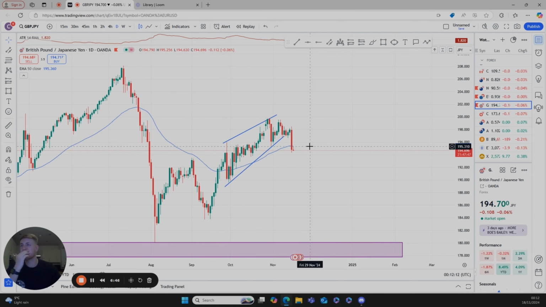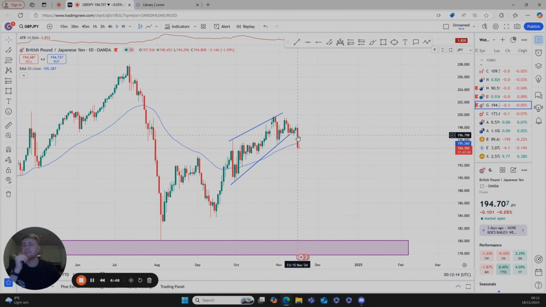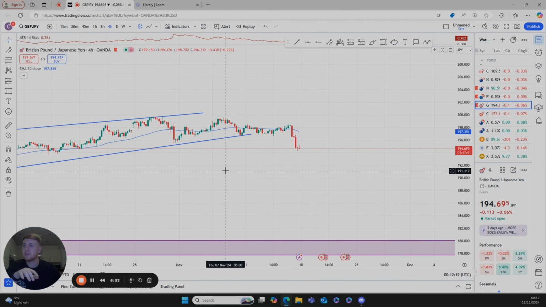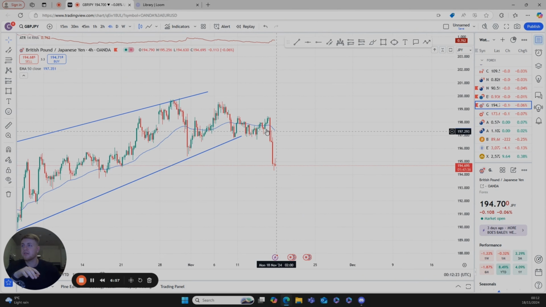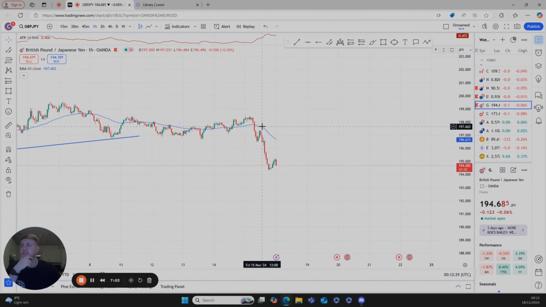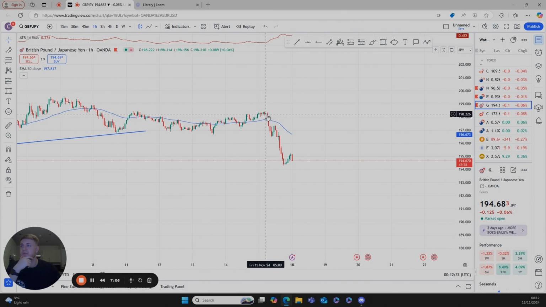And as you can see, on Friday, I completely missed it. When you go down into the different time frames, missed this bullish move here, missed this bullish move.